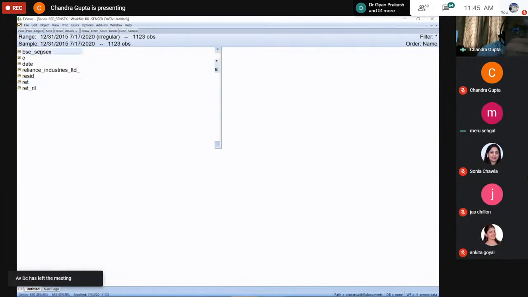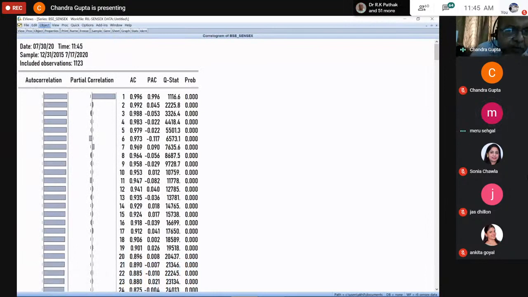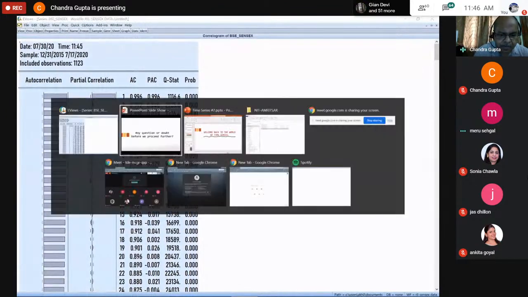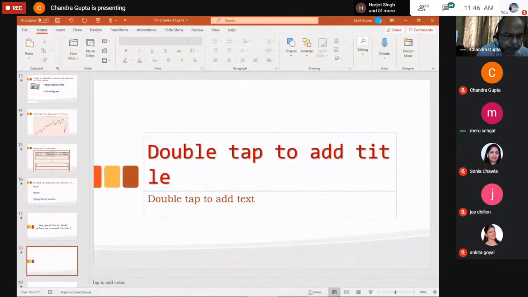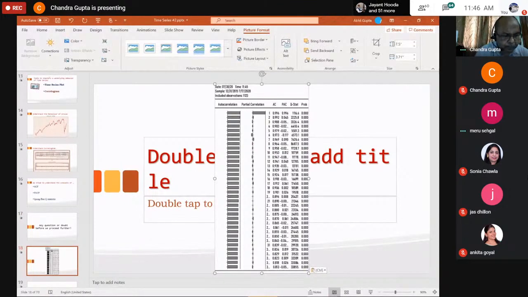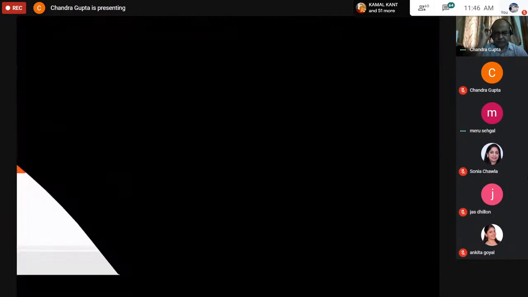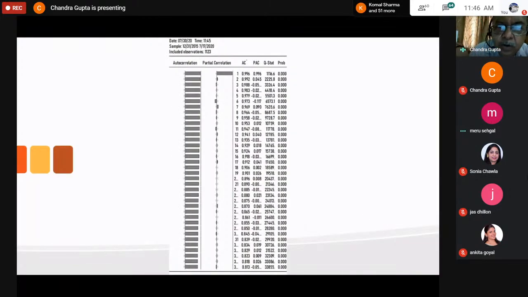Suppose I calculate autocorrelation like this. So autocorrelation, partial autocorrelation, these are the graphs. And this 1, 2, 3, 4, these are the lags for which autocorrelation and partial autocorrelations are calculated. This is the column of autocorrelation. What I do is copy from here and paste here. This is the autocorrelation and partial autocorrelation. Any doubt about this? No, sir.